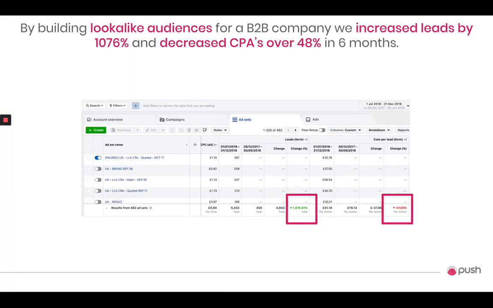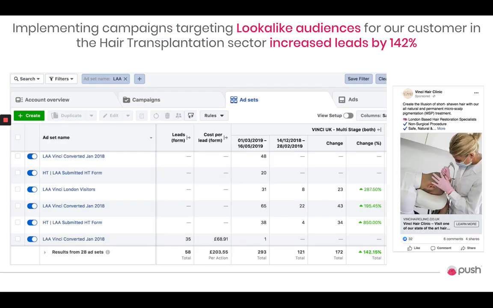Here is an example of using lookalike audiences. This was for a B2B company. We increased leads by 1,076% and decreased the cost per lead by 48% over a period of 6 months, just by targeting people similar to their existing customers. And a B2C example for you. This was a hair clinic where we ran lookalike audiences on all of the people that had converted and submitted a form on their website, and we increased the leads by 142% by running a lookalike campaign targeting those people.